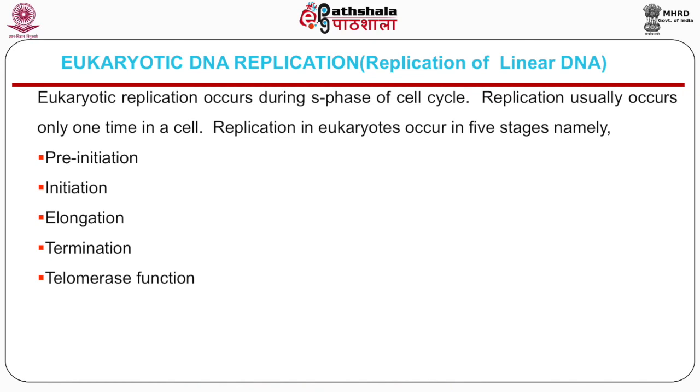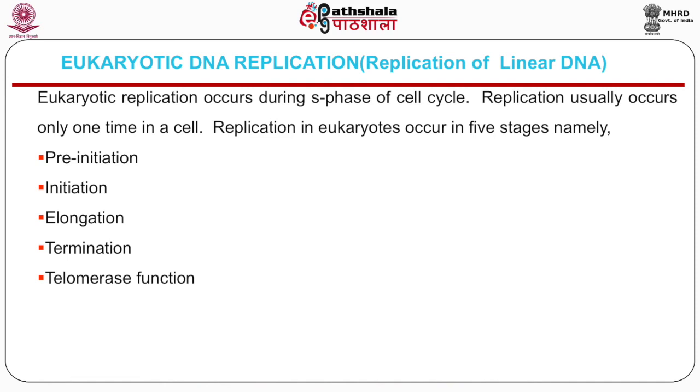Now, once the linear DNA has been formed, because in eukaryotic systems the DNA is coiled, it has to be unwound and the linear DNA is produced. And once the linear DNA is produced, it goes through different stages. There is the pre-initiation, then the initiation, and then the elongation. And after elongation, there is something called the termination, which is very important.